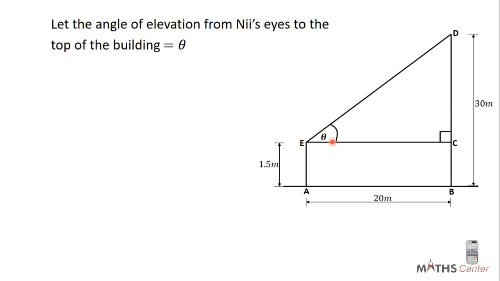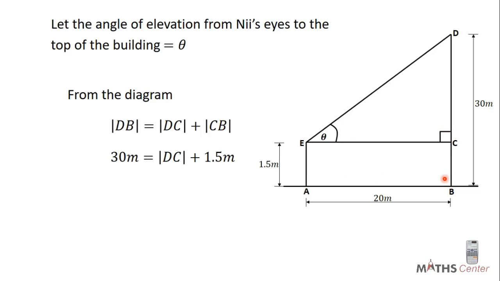You can see clearly from here that AB is equal to EC. So if AB is 20 meters, then EC is also 20 meters. We can also see from this diagram that DB, that is from D to B, is equal to DC plus CB. So if you add DC to CB, you get DB.